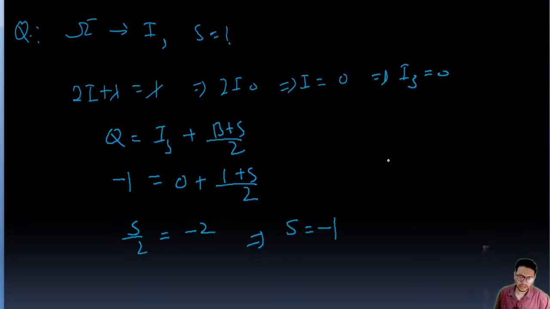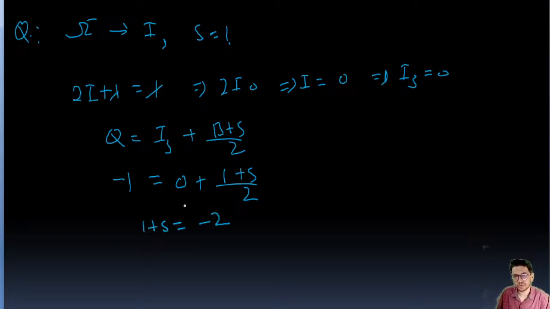Is there any issue? The 2 will go here, so this was a calculation mistake. It is going to be 1 plus S equal to minus 2, and the value of S is going to be minus 3. So the strangeness for omega minus is minus 3. This is the answer.